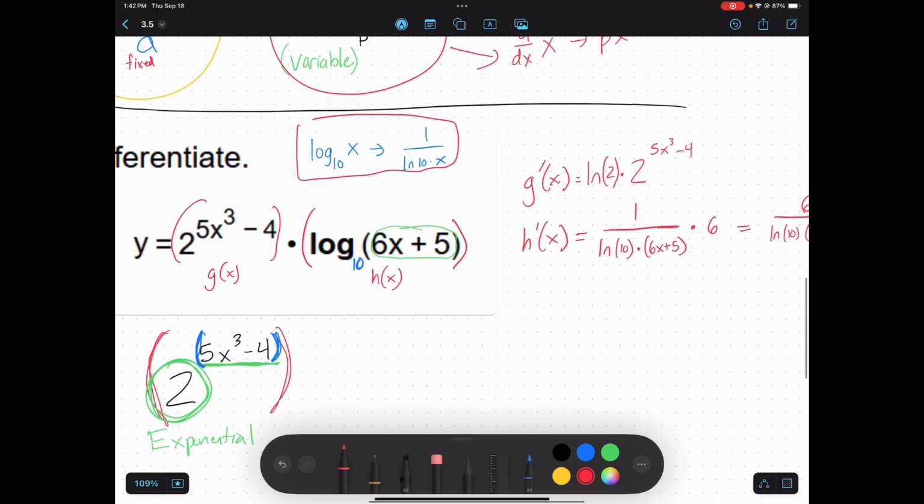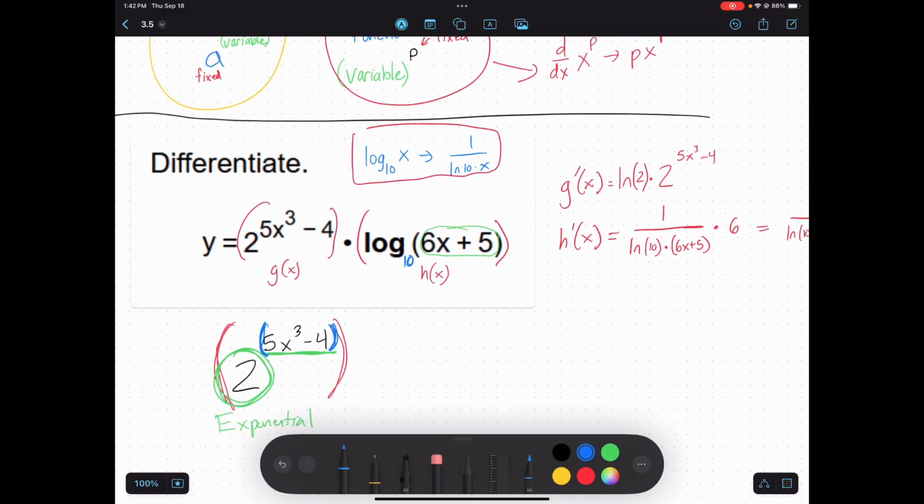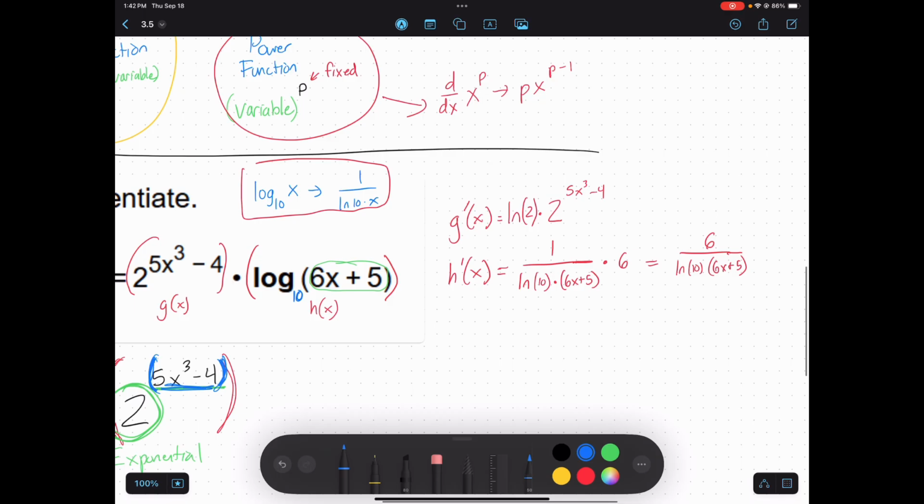Okay, but that just takes care of the derivative of the outside function. Now I have to worry about the derivative of the inside function. My inside function is whatever's up in the exponent. So what's my derivative of 5x cubed minus 4?